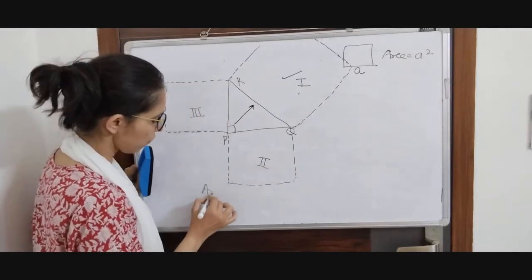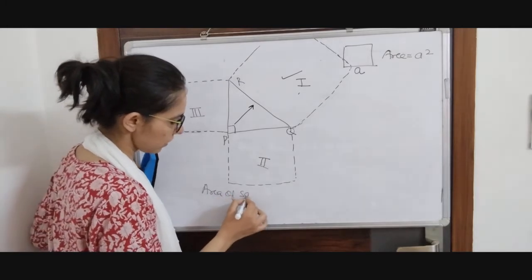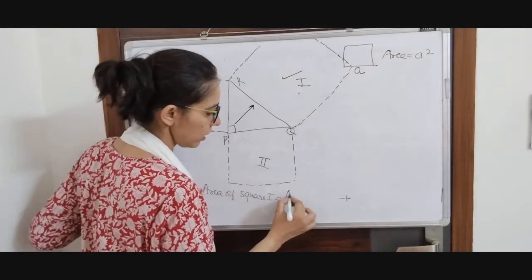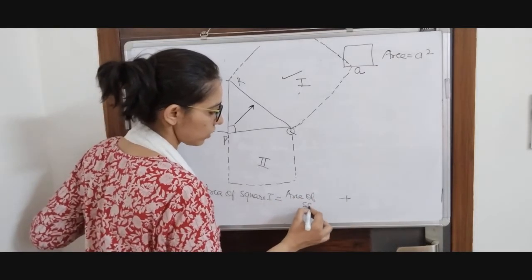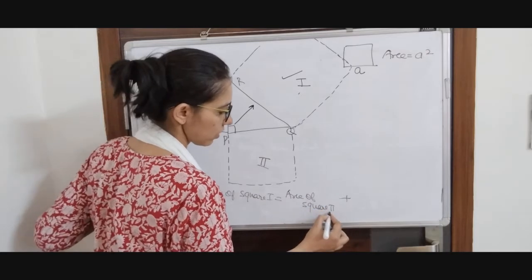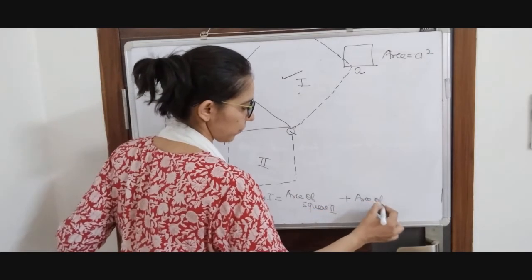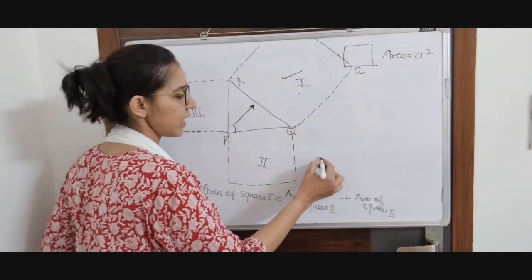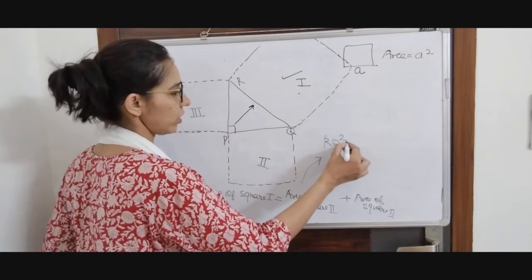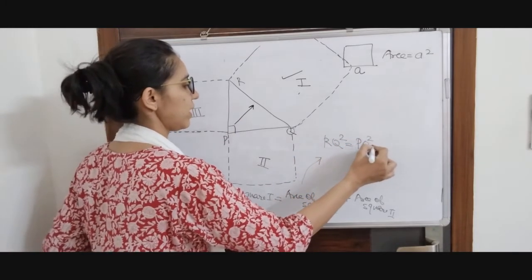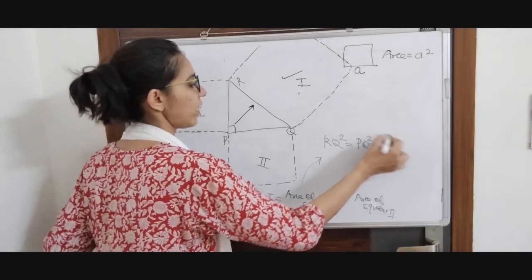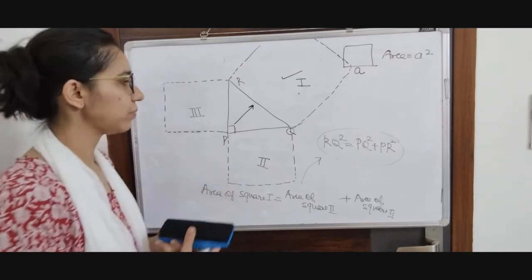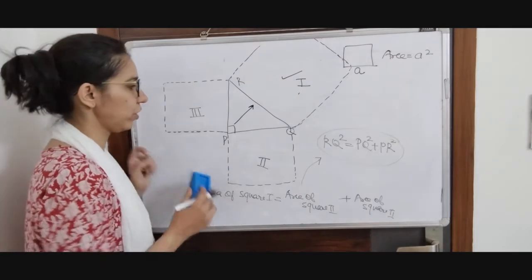So the area of square 1 is going to be the sum of the areas of square 2 and square 3. It is the same as saying that RQ square is equal to PQ square plus PR square. So our Pythagoras theorem is saying this, and we are going to use it in the questions now.